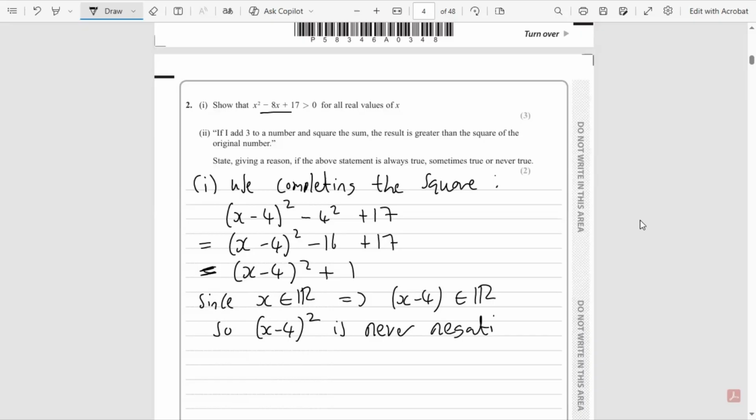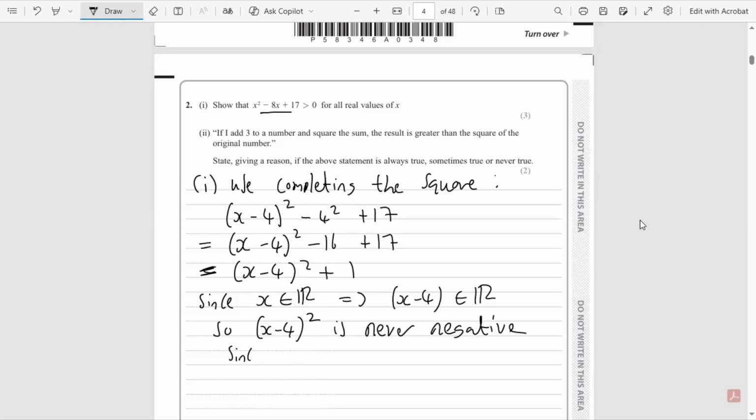Why is that? Well, that's because when you square a real value, you can't get a negative number. Obviously if you square 5, for example, that gives you 25, a positive number. If you square minus 5, that gives you 25 as well. When you square negative numbers, you get positive numbers. And when you square 0, so like if x was 4 here, you get 0 squared, which is obviously 0, not negative. So this can't be negative.